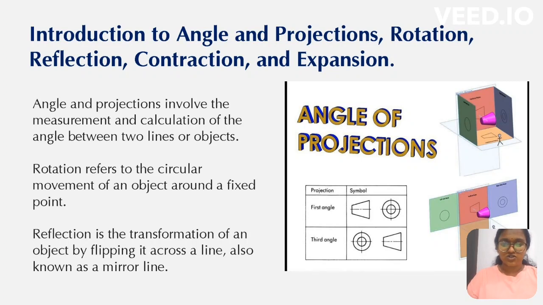Rotation refers to the circular movement of an object around a fixed point. Reflection is the transformation of an object by flipping it across a line, also known as the mirror line. Contraction involves the reduction in the size of an object, and expansion refers to enlarging or increasing the size of an object. So, now let's know about angle and projections.